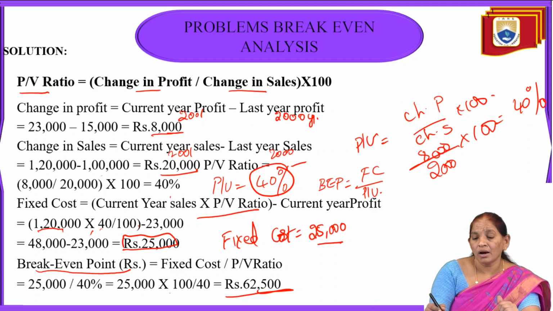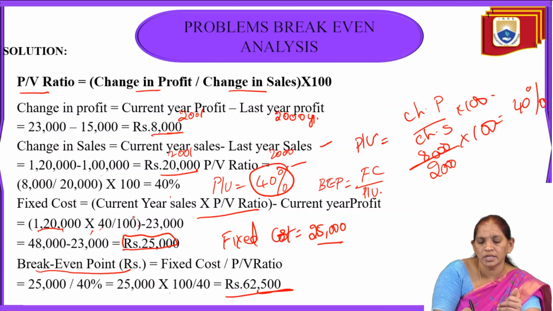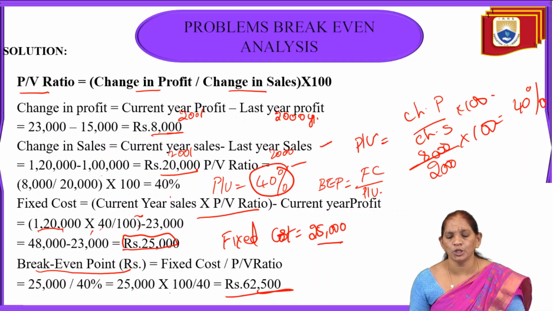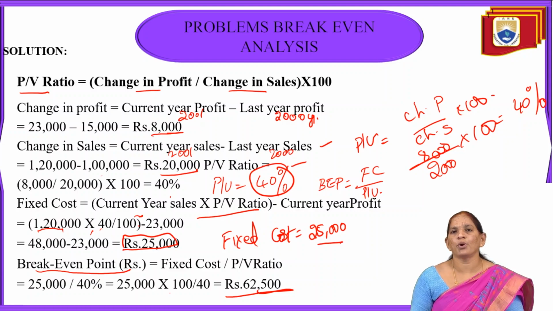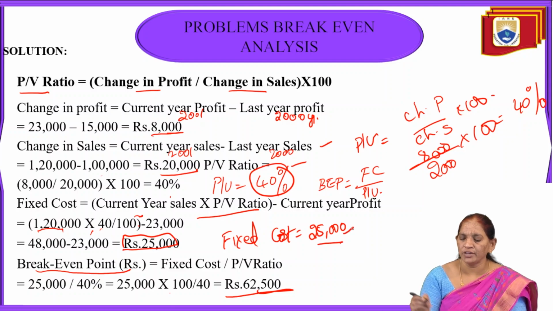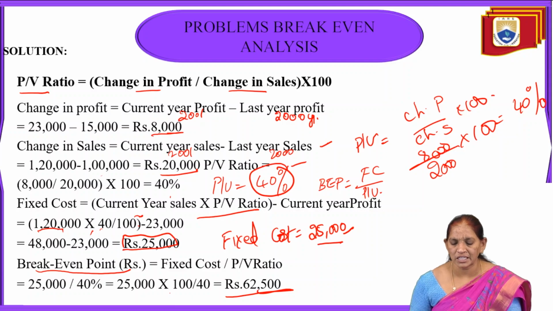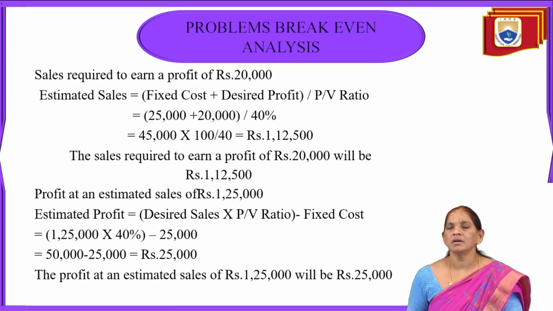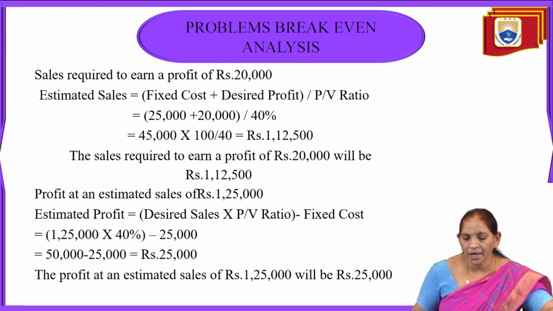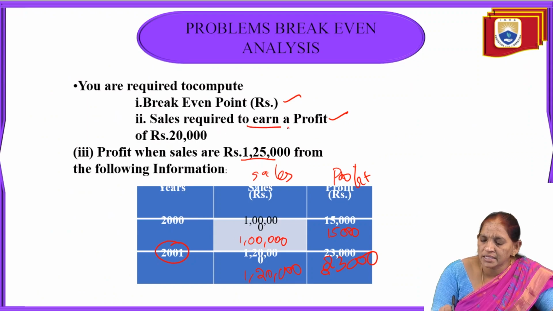After the calculation of the PV ratio, no fixed cost is given. For that we will use another formula: current year sales into PV ratio minus current year profits. The same we will follow here also. Current means the present year and previous year is the last year. With that you are able to calculate 25,000 as the fixed cost, and this 25,000 divided by this 40% PV ratio, we are getting 62,500 as break-even point.